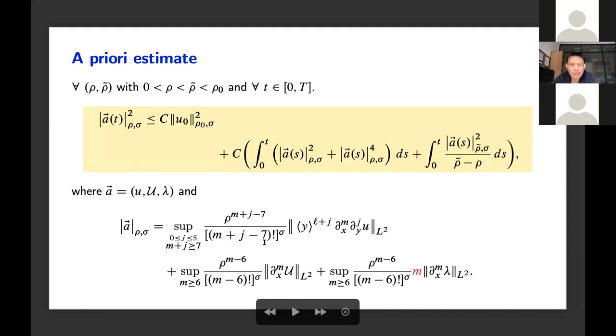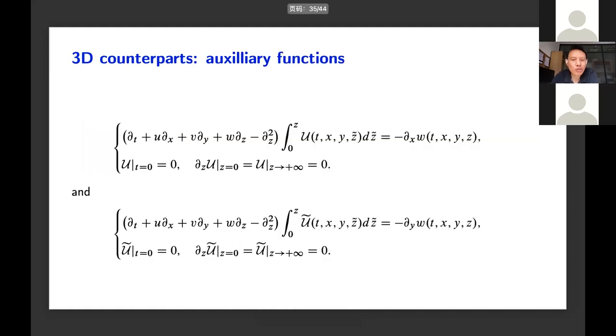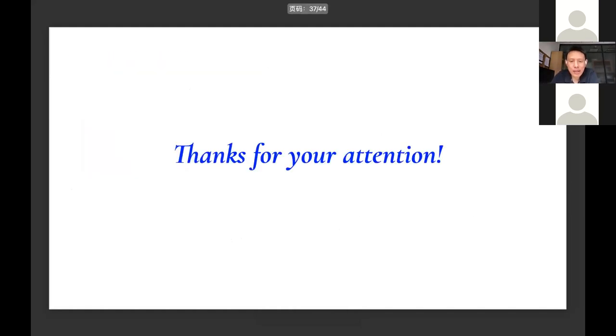You can get the same a priori estimate like this one. Then finally, you can get the constructed solutions of the three-dimensional Prandtl equation. So I stop here. Thank you for your attention.